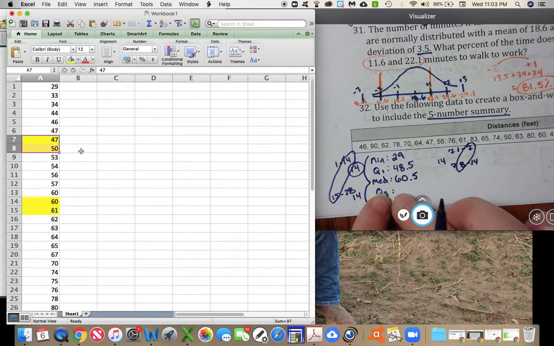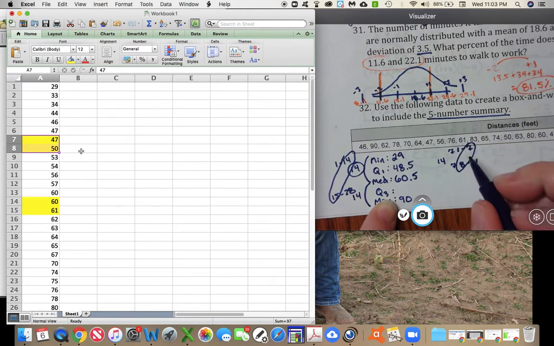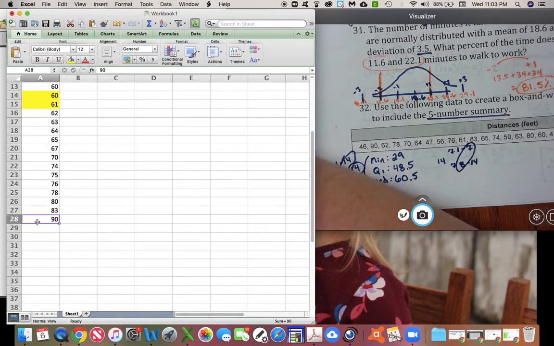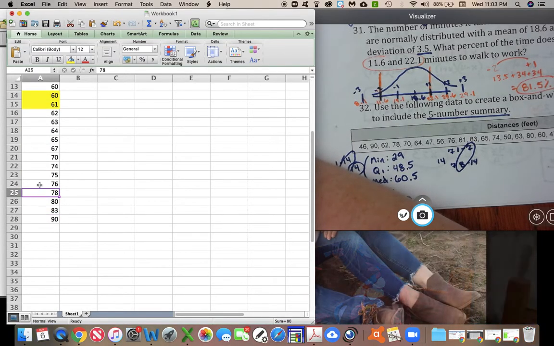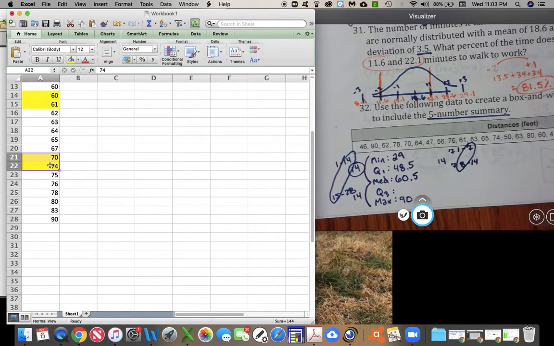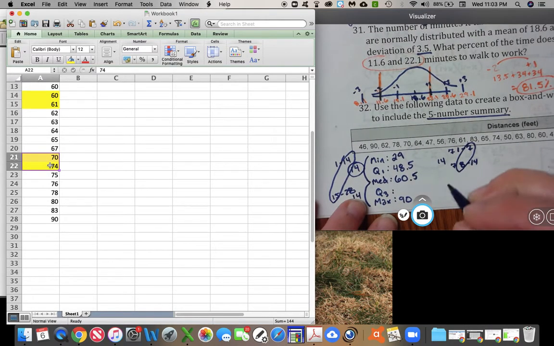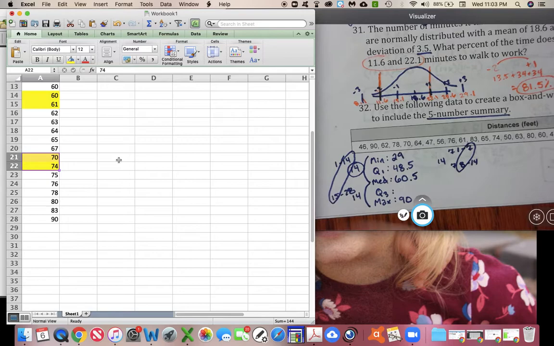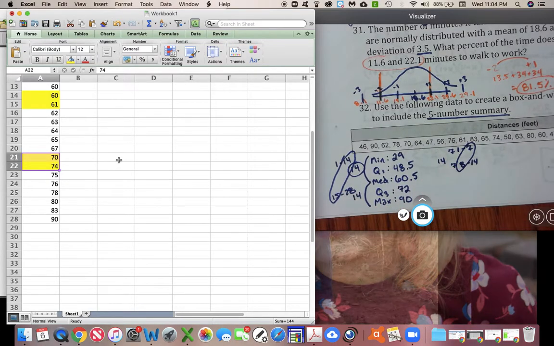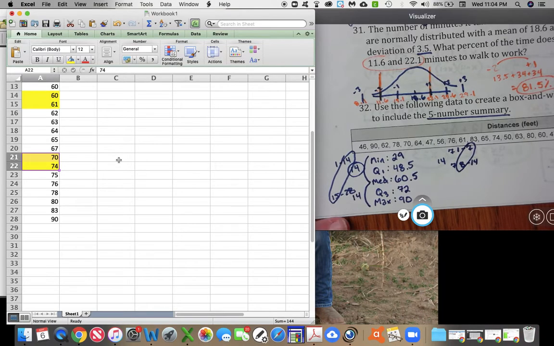Now I did the same thing here for my third quarter. There's 14 numbers there, so it's between the 7th and the 8th number. I'm going to count from the bottom. So 1, 2, 3, 4, 5, 6, 7, and 8 would be those two numbers, okay? So I'm averaging 70 and 74 together, okay? The exact middle of 70 and 74, if you want to add those together and divide by 2, you sure can, but that should be 72. It's exactly between 70 and 74, okay?